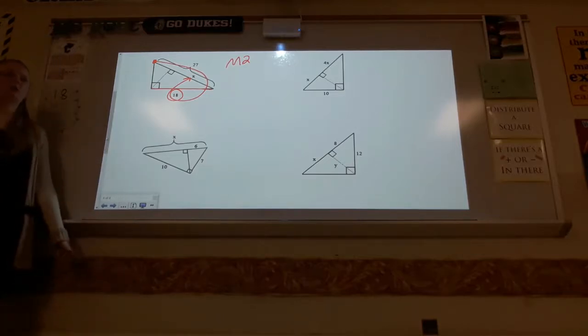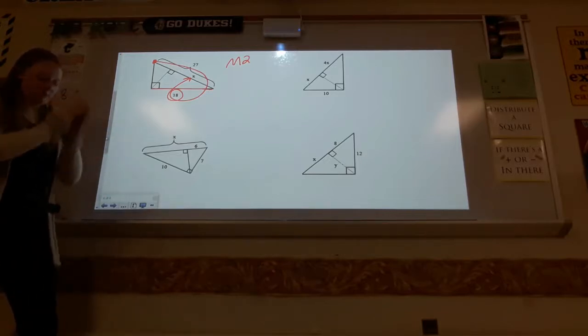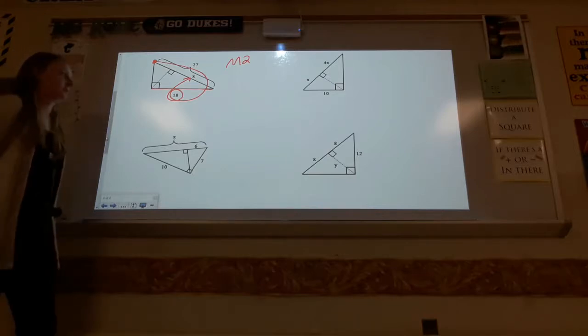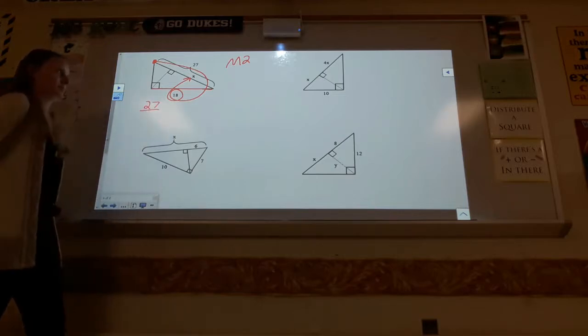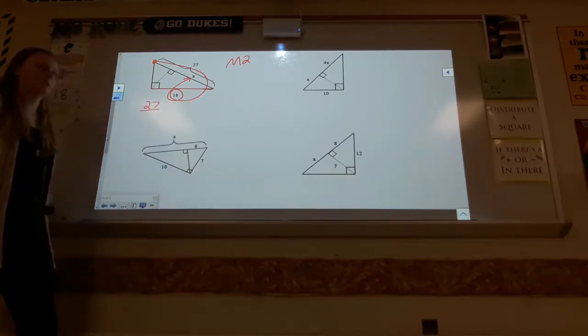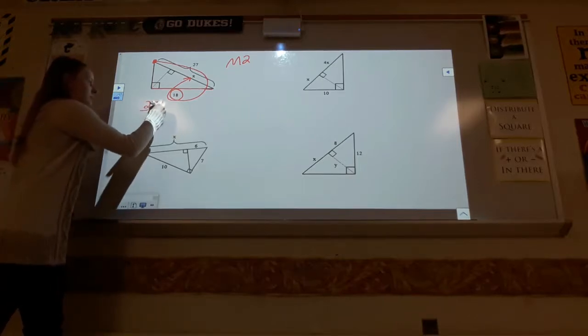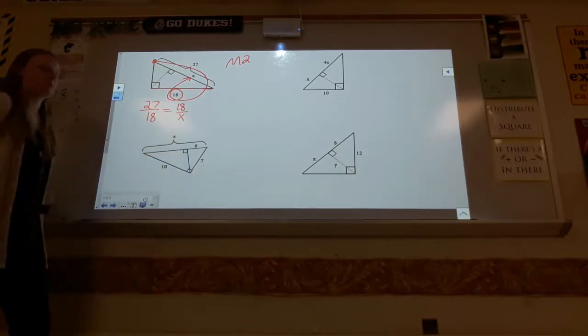Now how would the proportion actually look when I write this down? And I know you guys are going to make a mistake, but go ahead. So, what would I write? 27. 27 minus x? Just 27. It's just 27 over 18 equals 18 over x. Yes. Okay, good. Well, I wasn't expecting that.